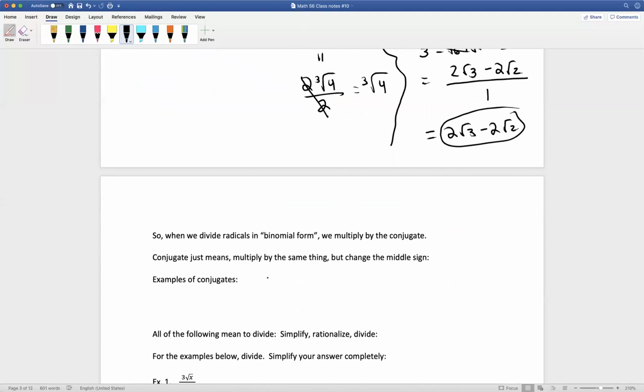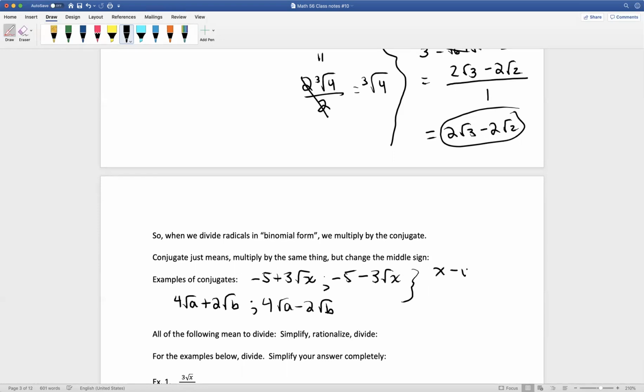So examples of conjugates. If I have something like negative 5 plus 3 square root of x, I'm going to write down the same thing, just change that middle sign. So negative 5 minus 3 square root of x. If I have something like 4 square root of a plus 2 square root of b, I'm going to write down the same thing, just change that middle sign: 4 square root of a minus 2 square root of b. These are conjugates.